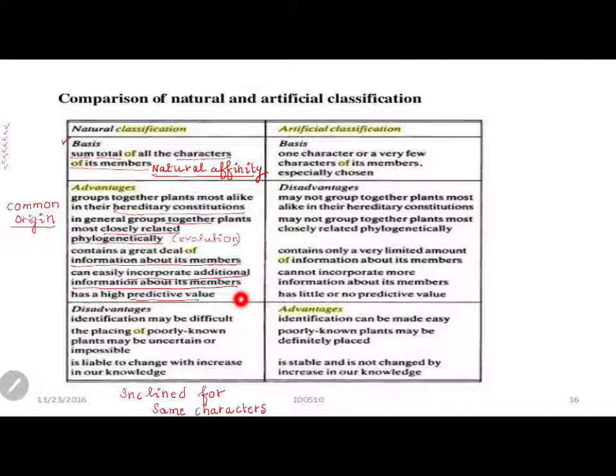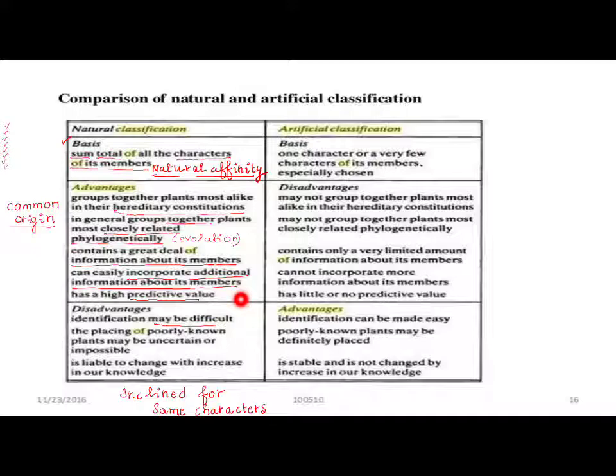Disadvantages. Identification may be difficult because looking at the plant I can't say to which taxon it belongs, because I should know the evolutionary history. If any plant has little evolutionary history or little natural affinities, for me it is impossible to classify under the natural system. And if suddenly I understand that there was a divergence in evolution, then I may have to change the position, and if I increase my knowledge about evolution, if I see there are many diversions in evolution, maybe the criteria of classification is liable to change.